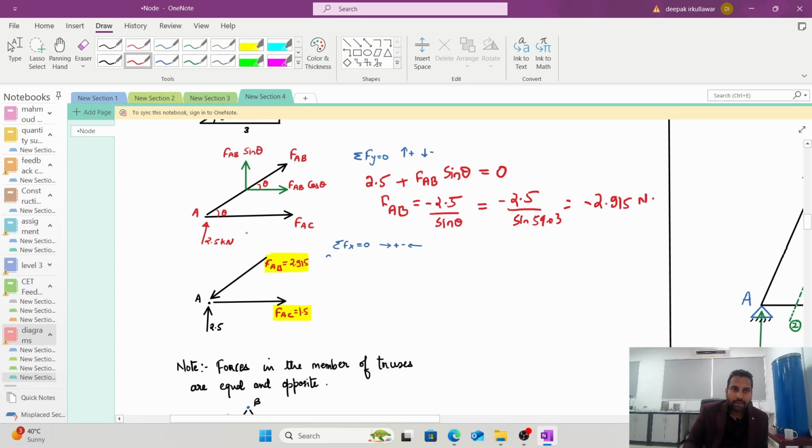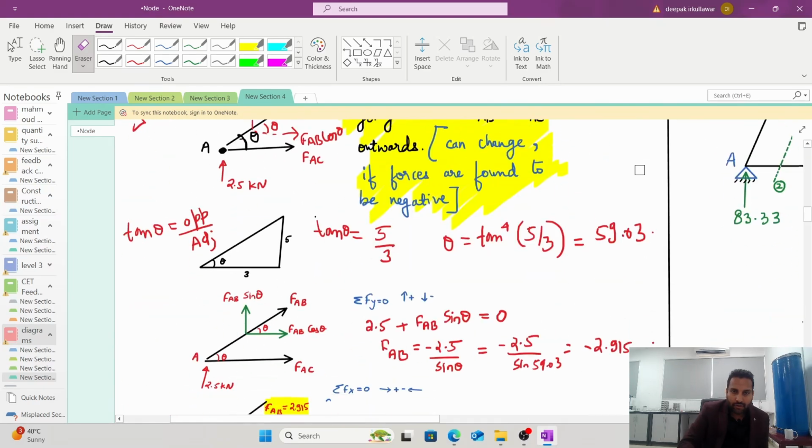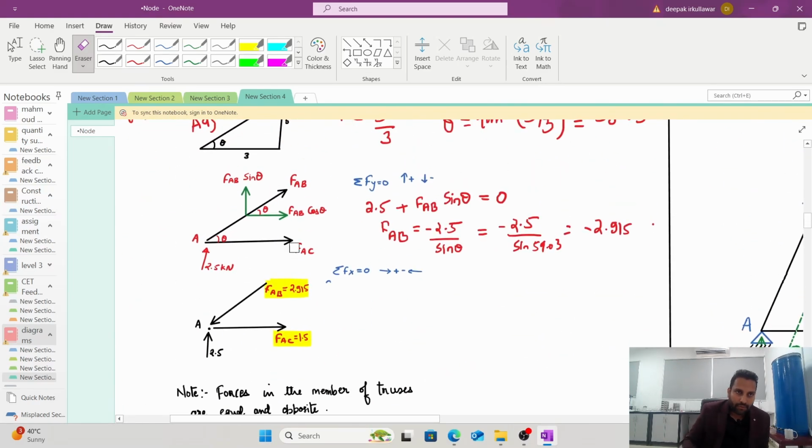2.915. Since it is negative, wait a second, let me check the units first. It is in kilonewtons. So you can write 2.915 kilonewtons. Since it is negative, the initial assumed direction is incorrect. So what are you supposed to do? You are supposed to change the direction. Initially I assumed the force FAB is going out, but now in my diagram I have made FAB 2.915, but it is coming inwards. See, the direction has changed. This is what you are supposed to do.